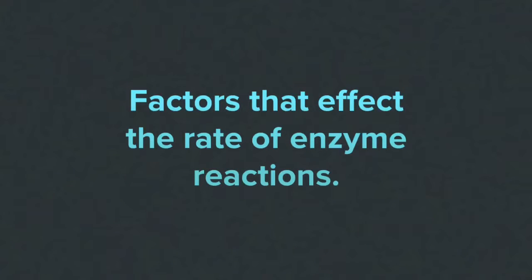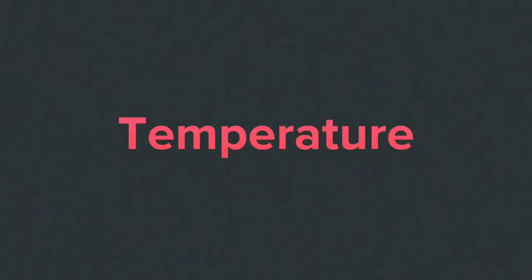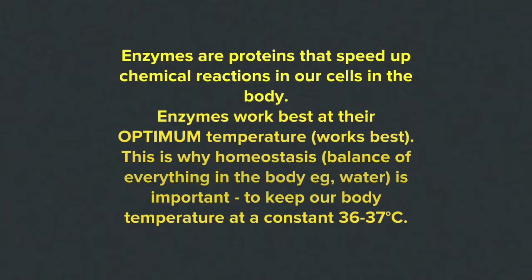Factors that affect the rate of enzyme reactions. Temperature. Enzymes, as you know, are proteins that speed up chemical reactions in the cells in our body. Enzymes work best at the optimum temperature, which means the best temperature. This is why homeostasis, the balance of everything in a body, e.g. water, is important to keep our body temperature at a constant 36 to 37 degrees.